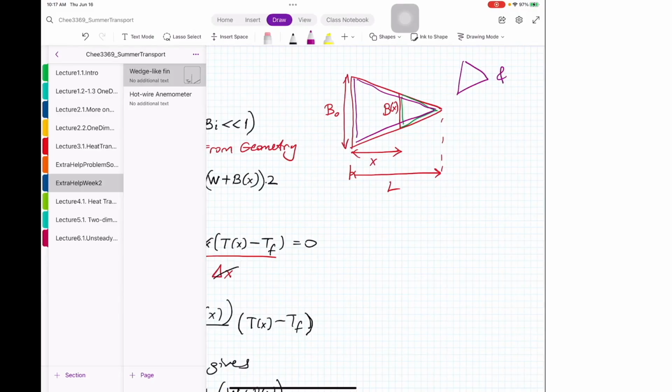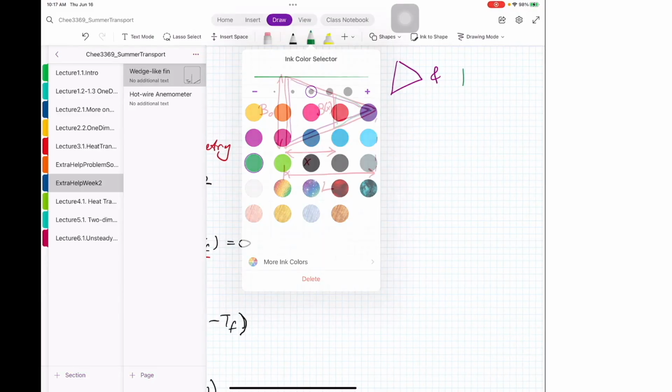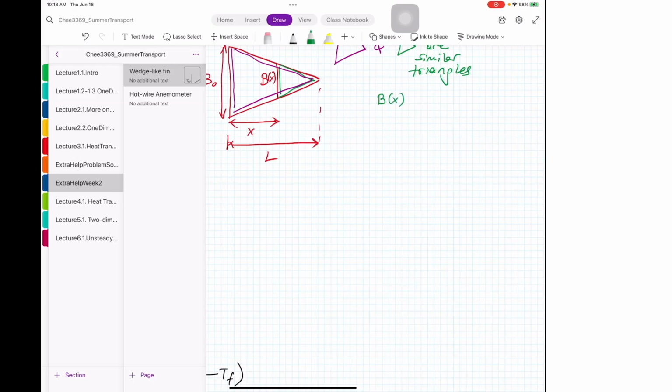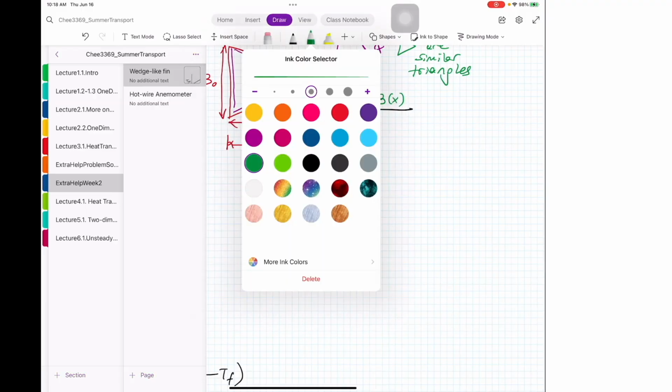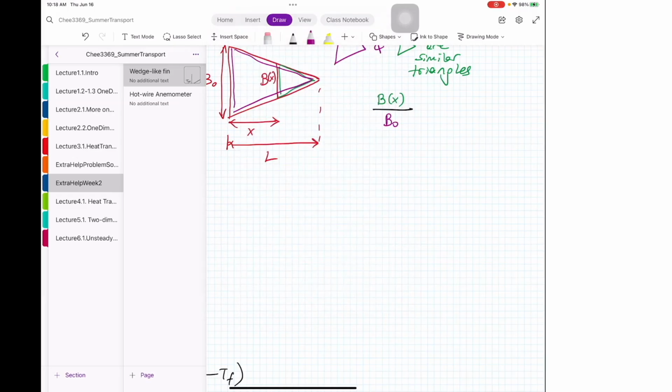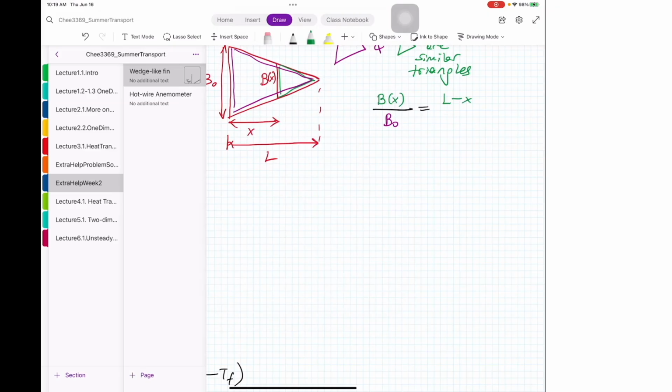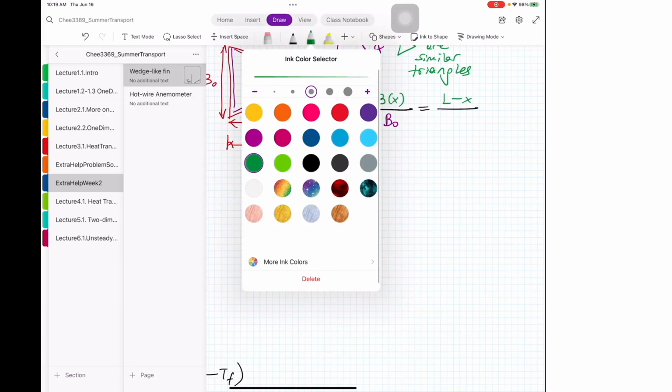So, and are similar triangles. Thus, B of x belongs to the green triangle divided by B0 is equal to, the green triangle has L minus x, divided by, the purple triangle has L. Right?